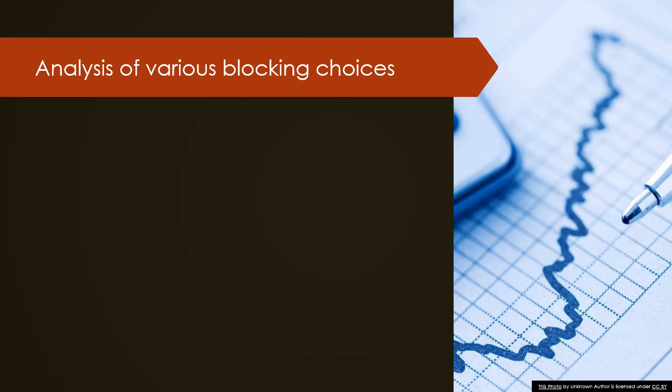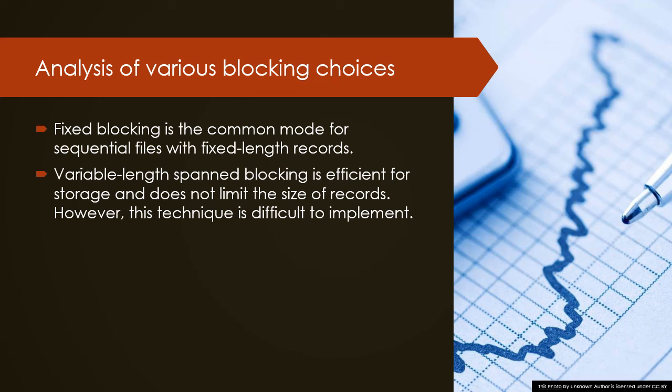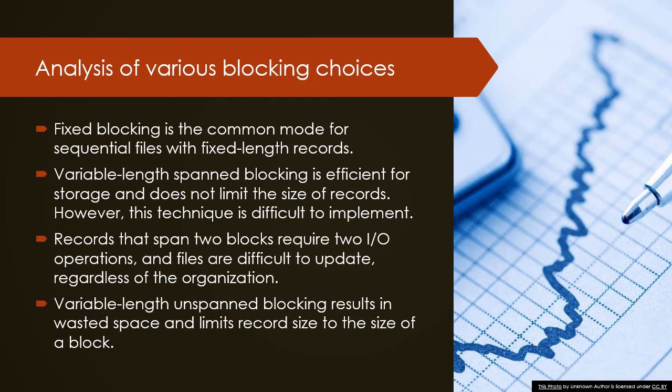Analysis of various blocking choices. Fixed blocking is the common mode for sequential files with fixed length records. Variable length spanned blocking is efficient for storage and does not limit the size of records. However, this technique is difficult to implement. Records that span two blocks require two I/O operations, and files are difficult to update regardless of the organization. Variable length unspanned blocking results in wasted space and limits record size to the size of a block.